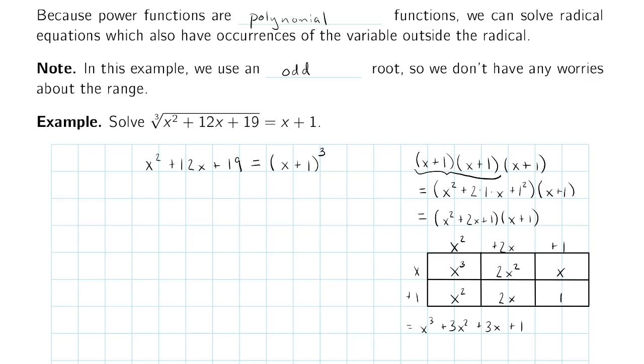So going back to my original equation, x squared plus 12x plus 19 equals x cubed plus 3x squared plus 3x plus 1. Okay, now I want to get 0 on one side of my equation. And I think I'm going to keep the terms on the right because that's the only place I have an x to the third. So I'll subtract x squared.